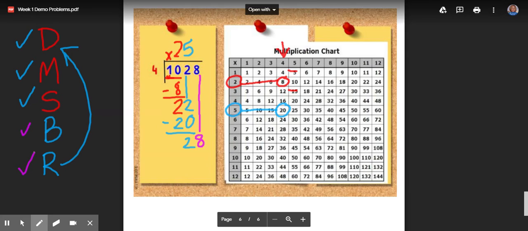Look down my 4's column, and I see exactly 28 this time. Not close, exactly. 4 times what is 28? 4 times 7 is 28. So 28 divided by 4 is 7. 7 times 4 is exactly 28. Subtract. I have nothing left over, and I know I'm done because I have nothing left to bring down. So my quotient for 1028 divided by 4 is 257.